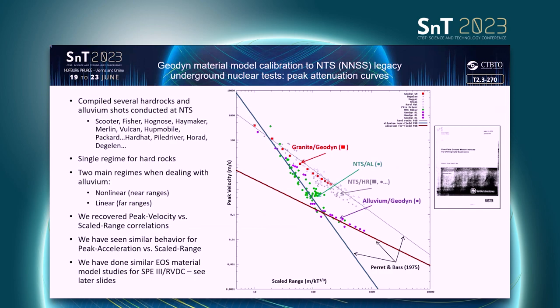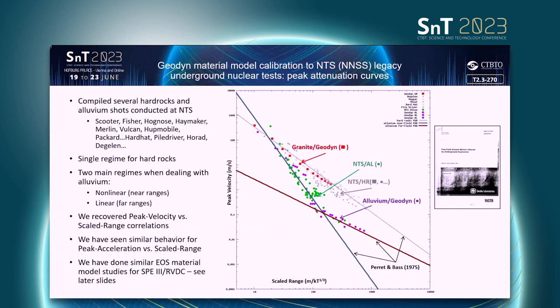To do the nonlinear field simulations, you have to get the right equations of state. For the explosive, we usually use what we call JWL. For the rock properties, we use what we've learned from the nuclear shots at the Nevada Test Site. On the right-hand side is the attenuation curve. We usually represent the peak velocity, peak acceleration, and peak displacement as a function of range from the working point. For the granite, you have a single linear mode, like that gray straight line. The gray dots are the nuclear shots. The red squares, labeled granite/Geodyn, are what we could reproduce using our equation of state, and we do very well.